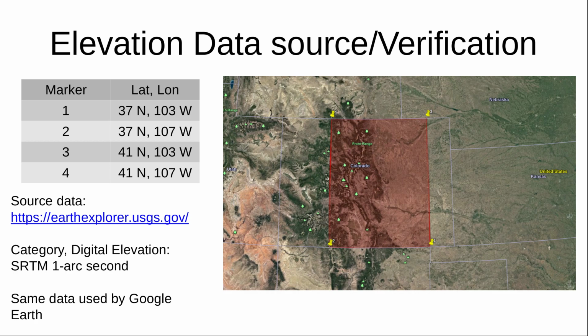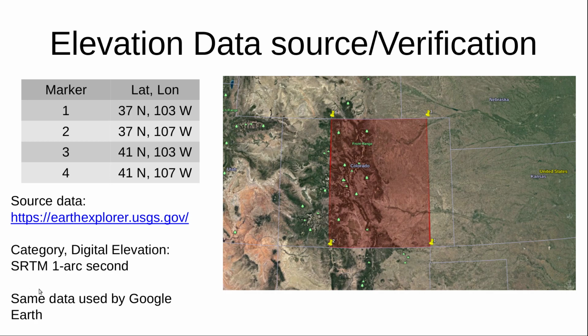And here I show the area for which I downloaded the data, and it's almost half of Colorado, which is where this observation was taken. And here are the GPS coordinates of the 4 corners, and you can use that to get the elevation data.